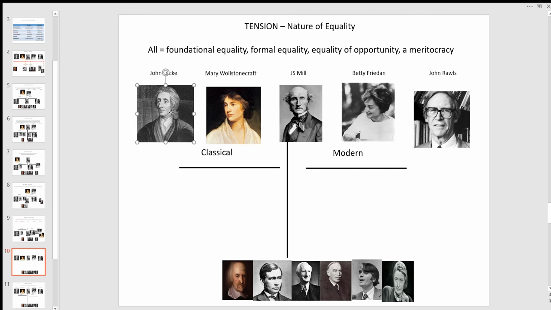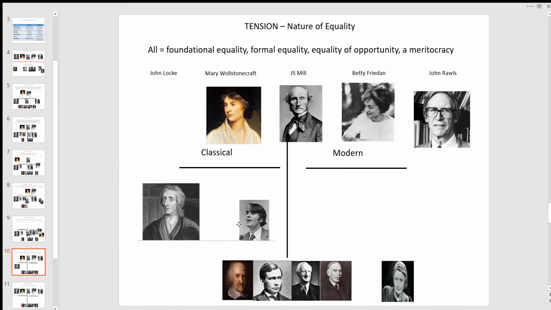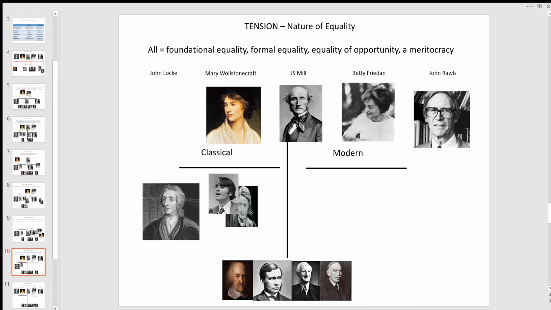The difference here is that classical liberals would simply argue that all that's required for equality of opportunity is to have foundational equality, formal equality, negative freedom, laissez-faire economics, and a minimal state, and then everybody has the same starting point in the race of life. So everybody has equality of opportunity.